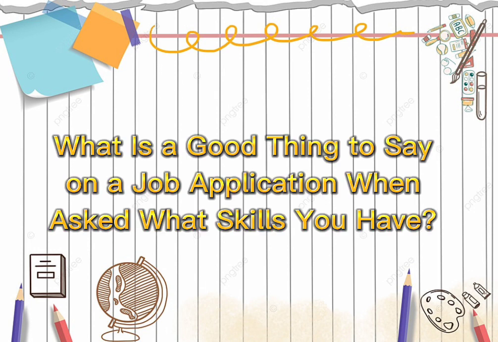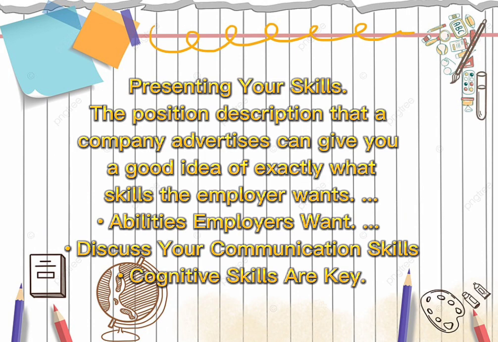What are good things to say on a job application when asked what skills you have? You can answer: the first is presenting your skills. The position description that accompanies the advertisement can give you a good idea of exactly what skills the employer wants. The second is abilities the employer wants. The third is discussing your communication skills. And the last is cognitive skills.